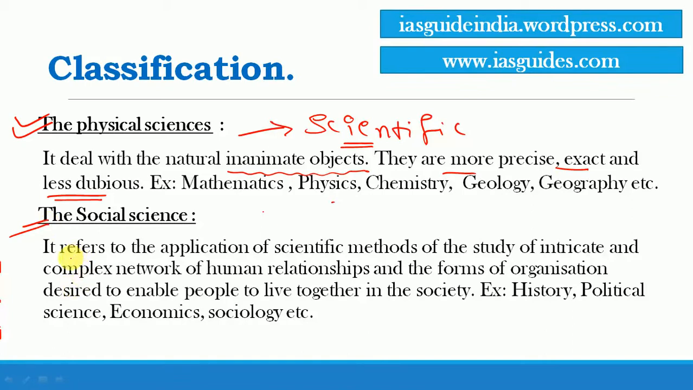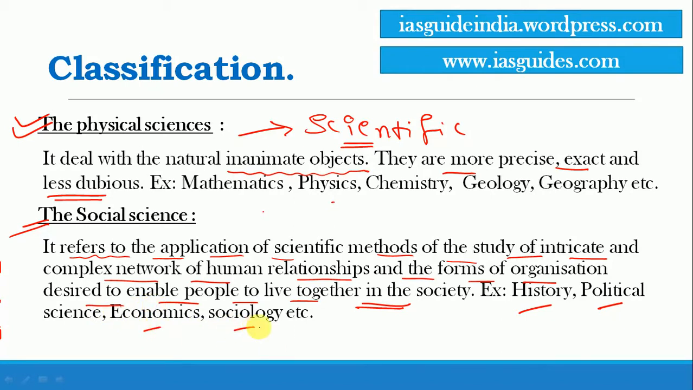But the formal definition is like this. It refers to the application of the scientific method to the study of the intricate and complex network of human relationships and the forms of organization designed to enable people to live together in society. Examples of social science we can give are history, political science, economics, sociology, and also psychology. All these are examples of social science.